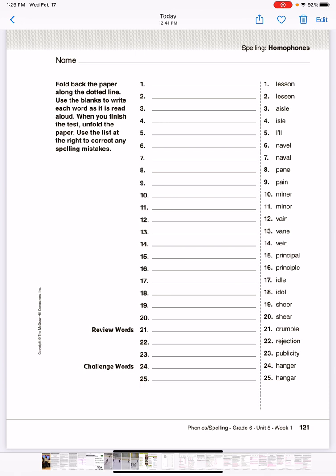Okay? 21 through 23, those are review, and just for the sake of knowing challenge words, hangar and hanger. Hanger with an ER is like a coat hanger, whereas hangar with an AR is the place where you park your airplane.